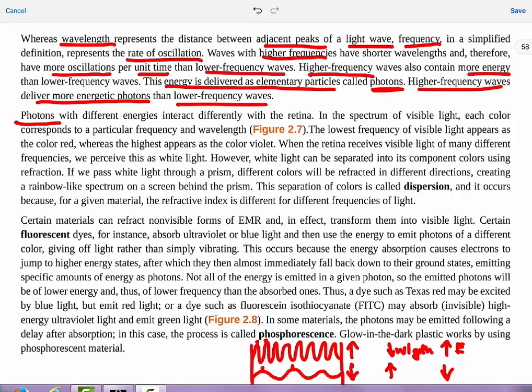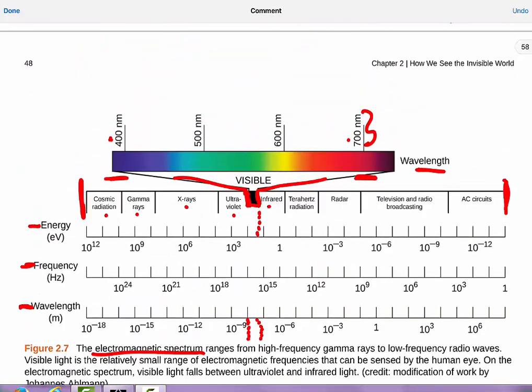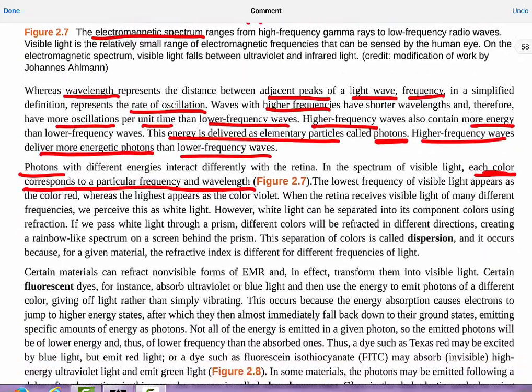In the spectrum of visible light, each color corresponds to a particular frequency and wavelength. So even in that picture we just saw, we have different wavelengths and different frequencies here on the scale. And our visible light, even though it's this really small region, has different wavelengths, different frequencies. We see the 700 versus the 400 that we already talked about.